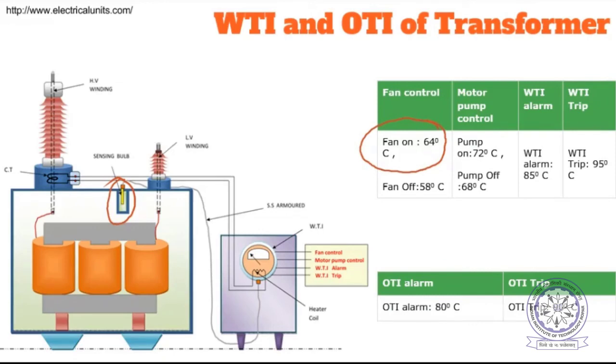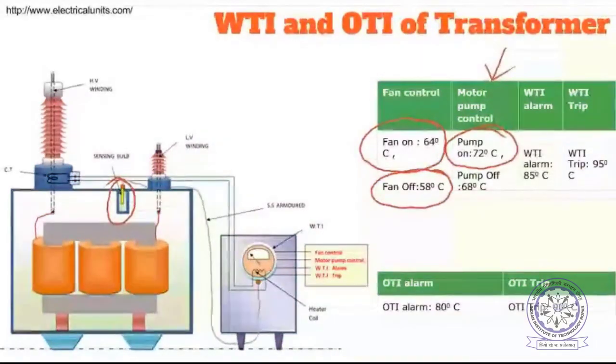So these are typical indicators given here. Around 64 degrees centigrade, fan on. Which fan? The fan that is on the radiators. And when it falls down to 58 degrees centigrade, then the fan is off. And again, when should the pump be on? If it crosses 72 degrees centigrade, then the motor pump should be on, then pump off at 68 degrees centigrade.